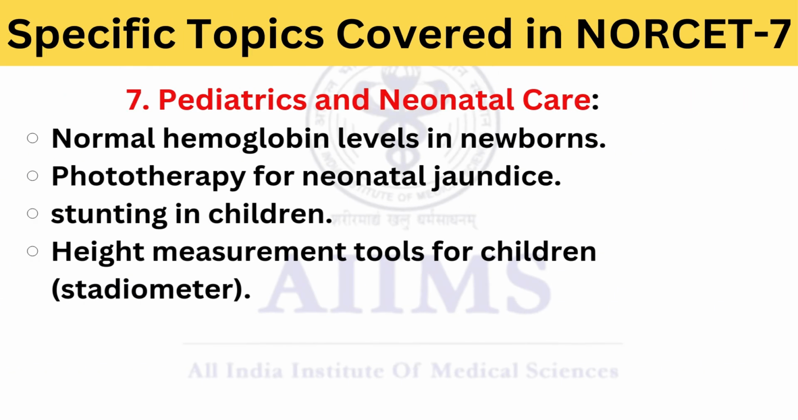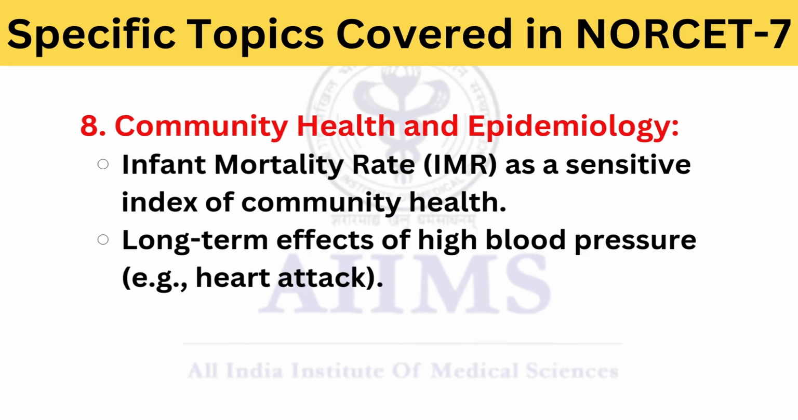Then from pediatrics and neonatal care, they asked normal hemoglobin levels in newborns, phototherapy for neonatal jaundice, then stunting in children. They focused on height measurement tools for children. Then from community health nursing, they focused on infant mortality rate as a sensitive index for community health. Then they asked long-term effects of high blood pressure, example heart attack and all.